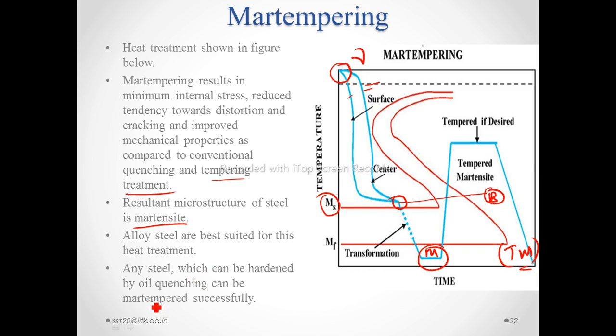Any steel which can be hardened by oil quenching can be martempered successfully, because the cooling rate is the most important part of the process, so that we can get a uniform transformation from the austenitic to the martensitic structure. That's why oil quenching is the most important thing, where we maintain about 180 to 200 degrees Celsius.